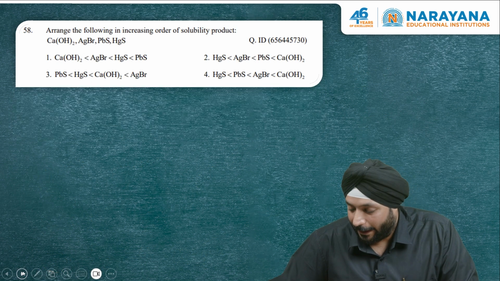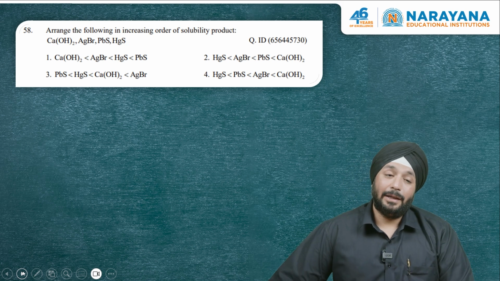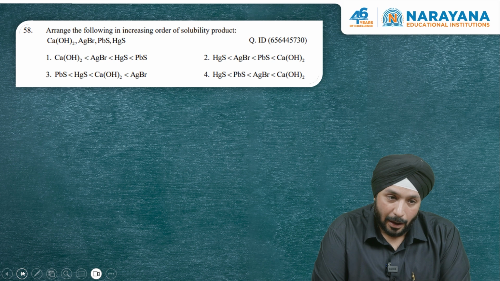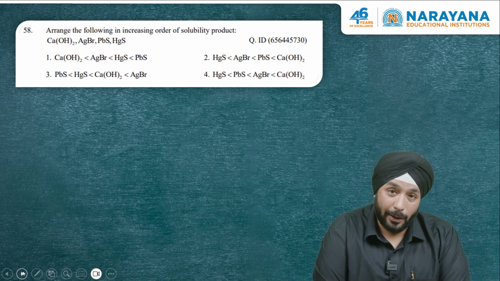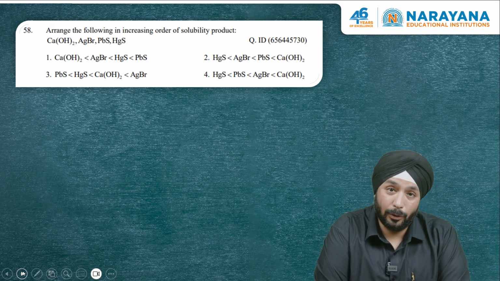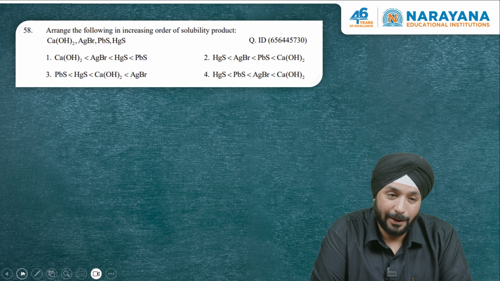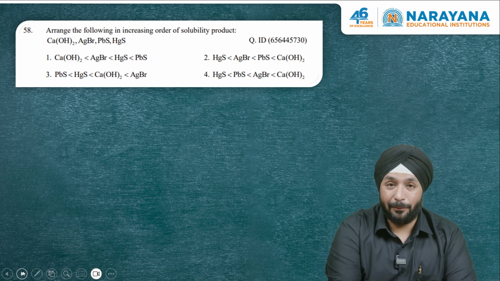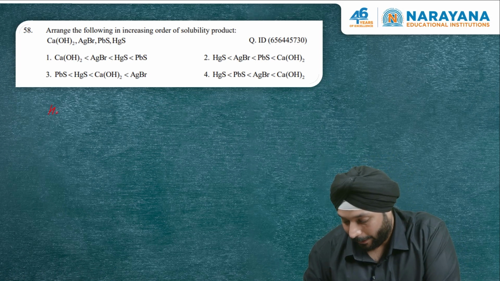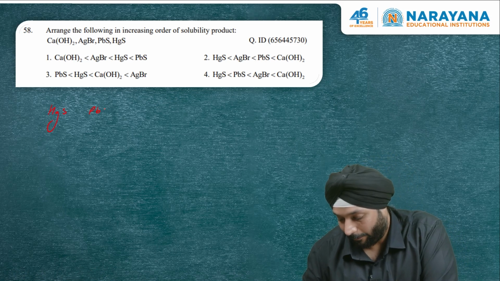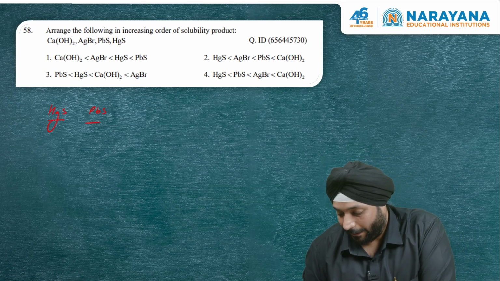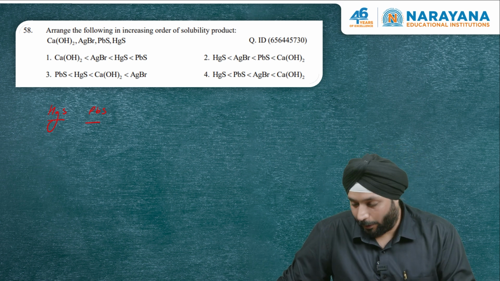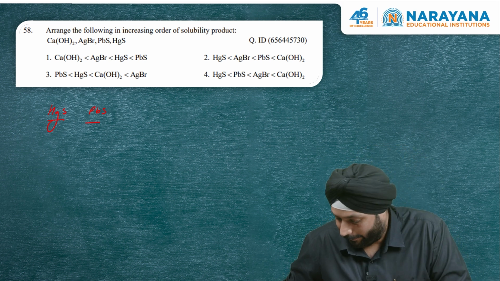Arrange the following in increasing order of the solubility product. Now this question is actually a database question. If you know qualitative analysis properly, then you can answer it. Now we know that sulfides like HgS have very low solubility as compared to lead sulfide. This data is quite there in qualitative analysis when you do the group-wise analysis of cations.